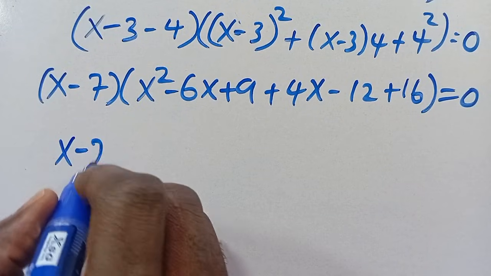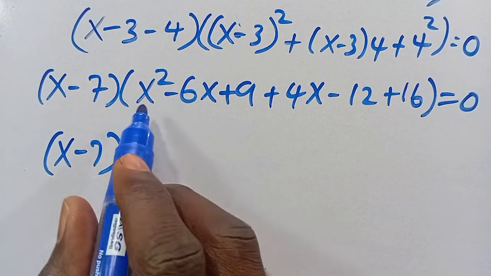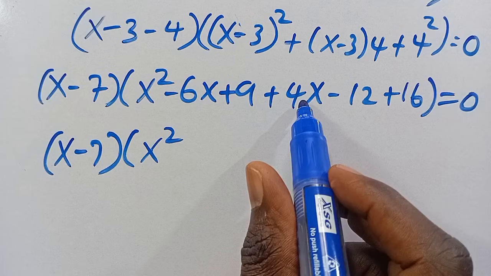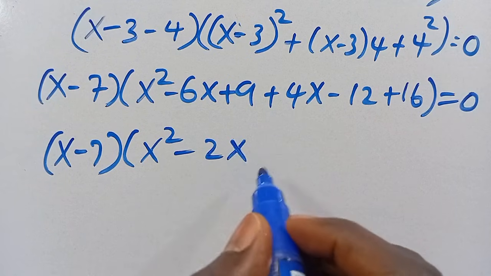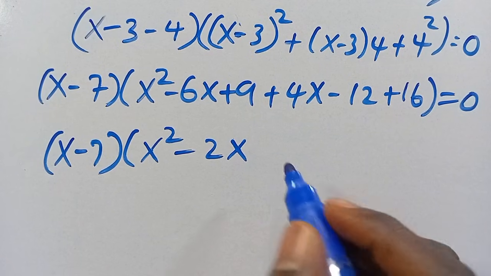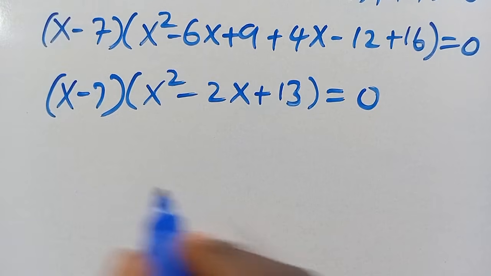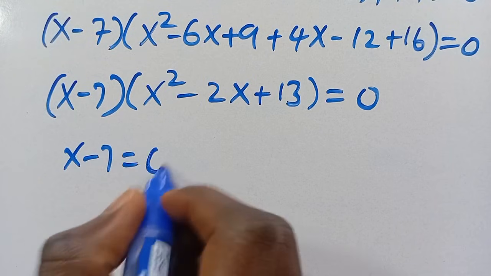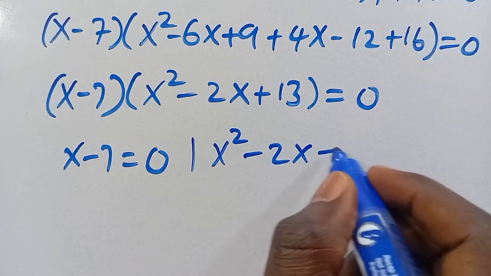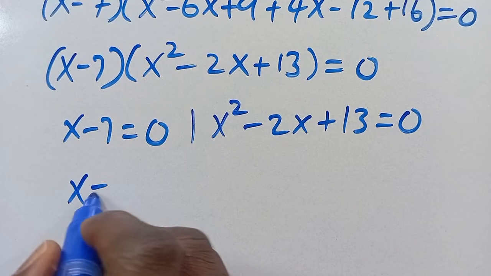Here will be x minus 7. From here, we are going to have x squared. This will give us minus 2x, and 9 plus 4 will give us 13, equals 0. So from here, x minus 7 equals 0, or we have x squared minus 2x plus 13 equals 0. Obviously, from here, x equals 7.